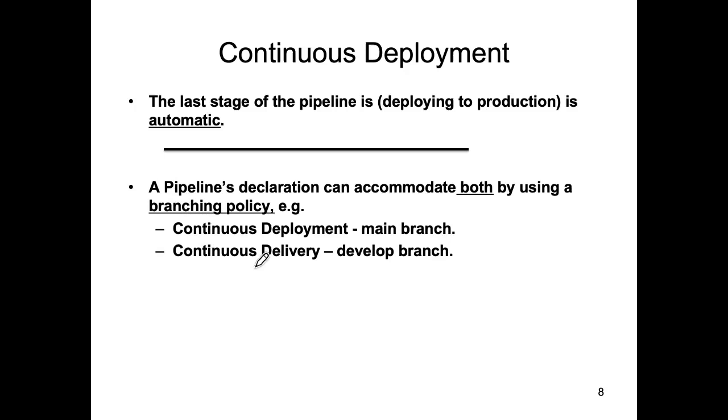And I think you saw in the GitLab lab that we did that you can attach a branching policy to the various jobs that make up your pipeline, so that certain jobs run when one branch has been modified, whereas other stages run when some other branch has been modified, i.e. the main branch and the develop branch. So some sort of variation of that technique is how we achieve both continuous delivery and continuous deployment within the one pipeline definition.